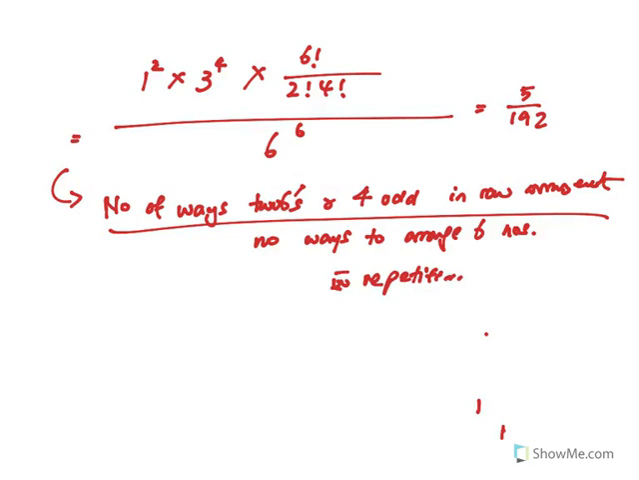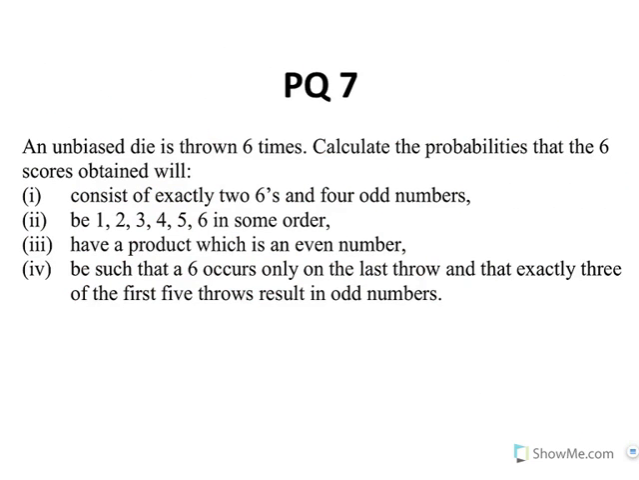So this is the answer for part 1, right? Part 2, it has to be 1 2 3 4 5 6 in some order. So meaning how many ways can we choose 1, then we choose 2. It can be 1 3 2 5 4 6 in some order, so the 6 scores obtained will contain 1, 2, 3, 4, 5, 6. So in each possibility, the number of ways we choose 1 is 1/6.